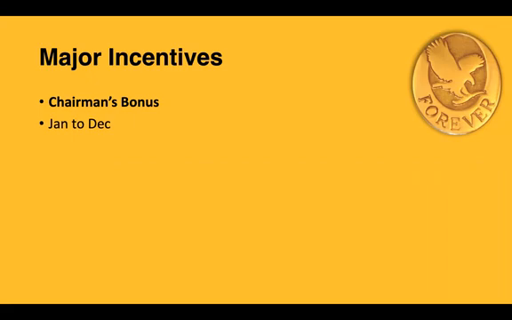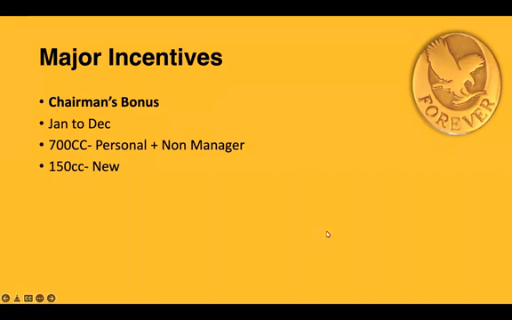Qualification begins in January, ends in December. And what you're supposed to do is to do 700 cc's, personal and non-manager, meaning all the cc's that you're going to do yourself, plus all the cc's done by everybody in your team who is not yet a manager. So you need to do a total of 700, January to December. And out of those 700, at least 150 should be new. Now, what are new cc's? New cc's are the cc's that come from the people and their teams that join the business in that particular year.